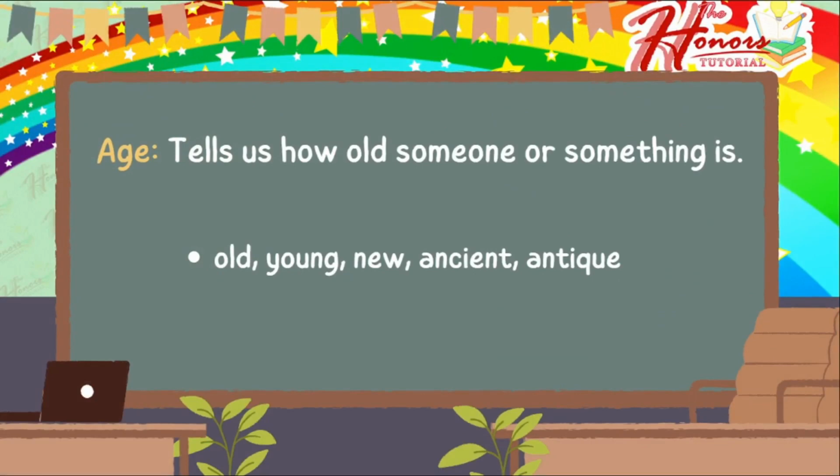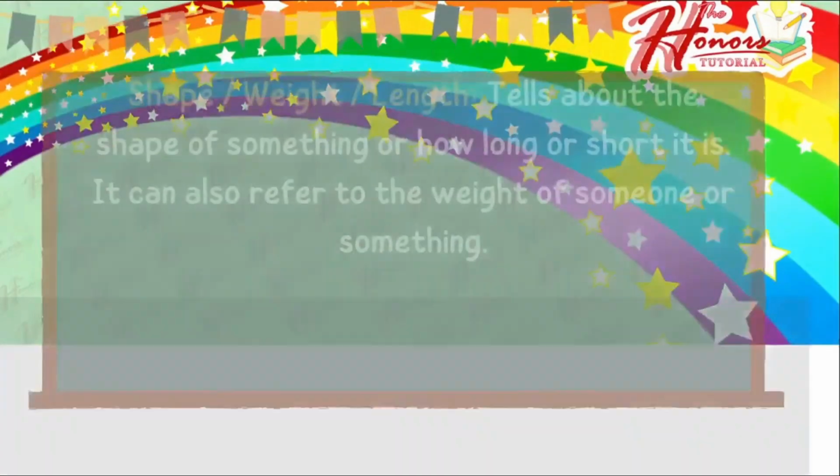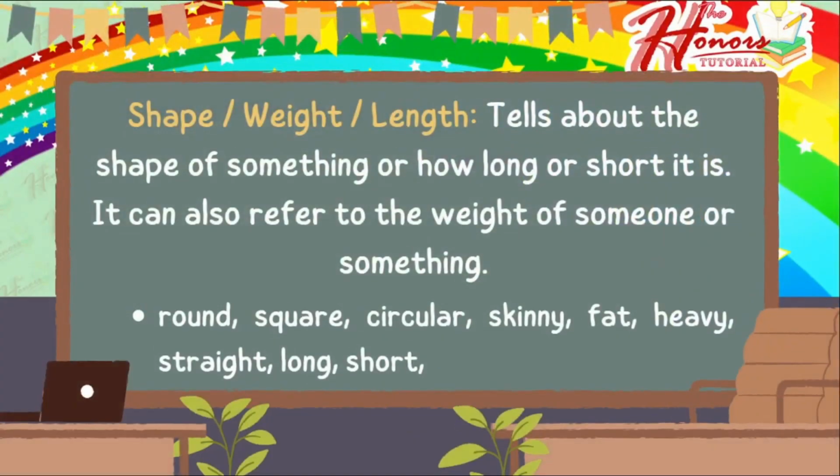So after the size, we have here the adjective age. It tells us how old someone or something is. For example, old, young, new, ancient, antique. Can you give me another example of an adjective for age? Good job.